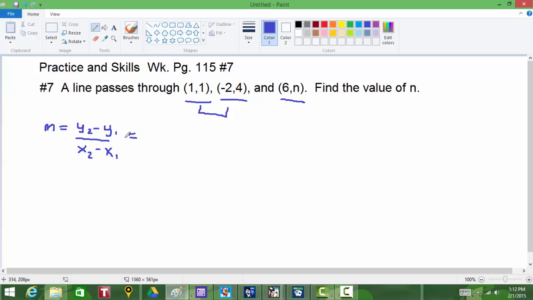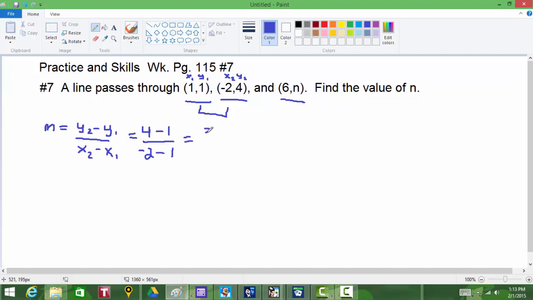So what I'm going to do is label our ordered pairs that we have here. So we'll call this x and y, x and y. Put little 1's right here for the first one, and little 2's for the second one. So all I'm going to do is just substitute our numbers. So y2 is 4, so I put a 4 in here, minus y1, which is 1. And on the bottom we've got x2, which is -2, minus x1, which is 1.